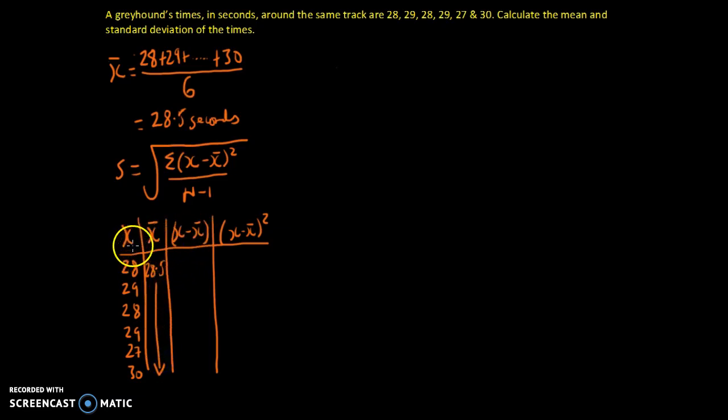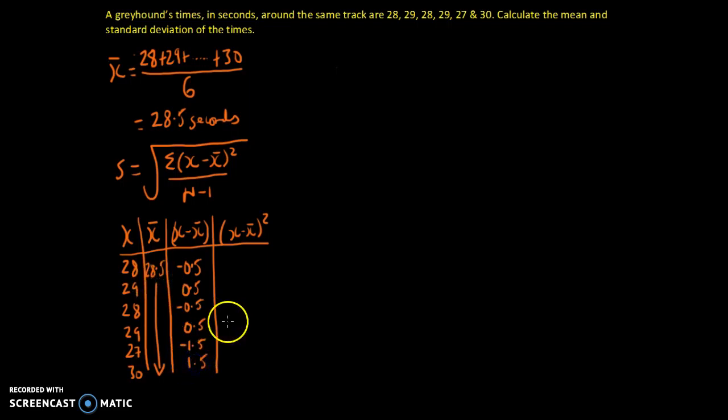So x minus x bar, in this case, 28 minus 28.5, negative 0.5, 29 minus 28.5, that's positive 0.5, 28 subtract 28.5, again negative 0.5, 29 minus 28.5, positive 0.5, 27 subtract 28.5, that's negative 1.5, and finally what have we got? We've got 30 subtract 28.5, that's positive 1.5.